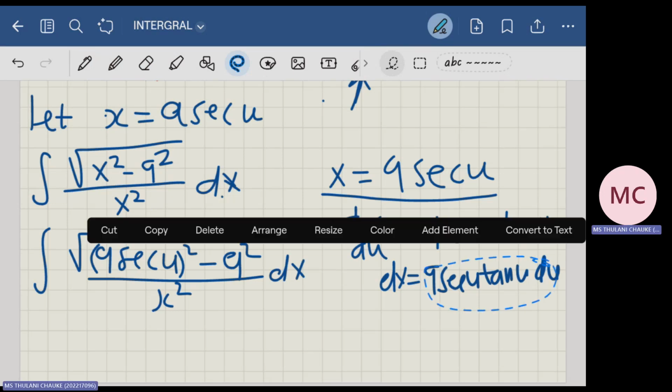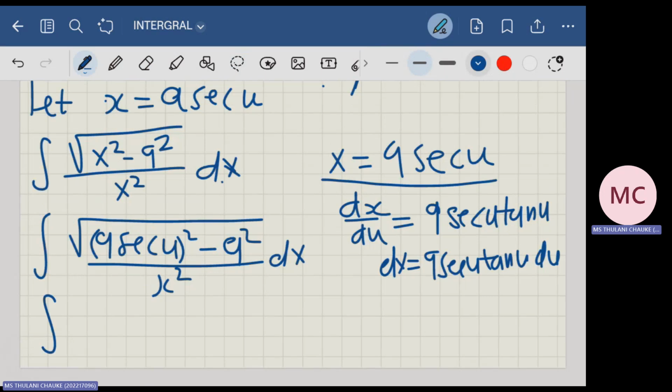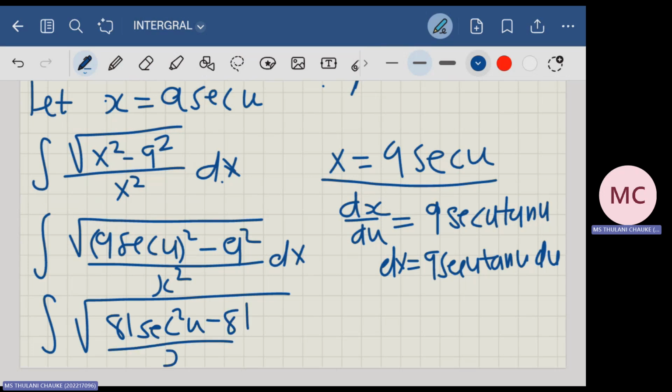So there is the x we will replace with that. Now I know I will be having the integral of the root of 81 sec squared u minus 81 over x squared dx. Where there is the x, I'm going to replace it with 9 sec u, and dx is 9 sec u tan u du. Just replace with that.